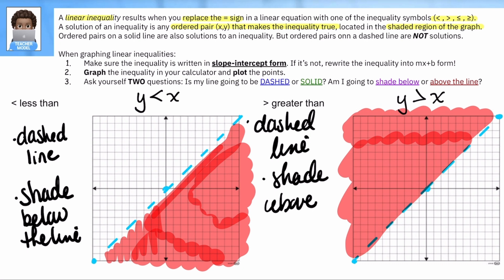Okay, so that's the first kicker, and that's why we like having it in slope-intercept form, so that I can see am I shading above or below. So those are the first key points. If it is just a regular less than or greater than, then the line has to be dashed. And then if it's less than, I shade below. If it's greater than, I shade above.